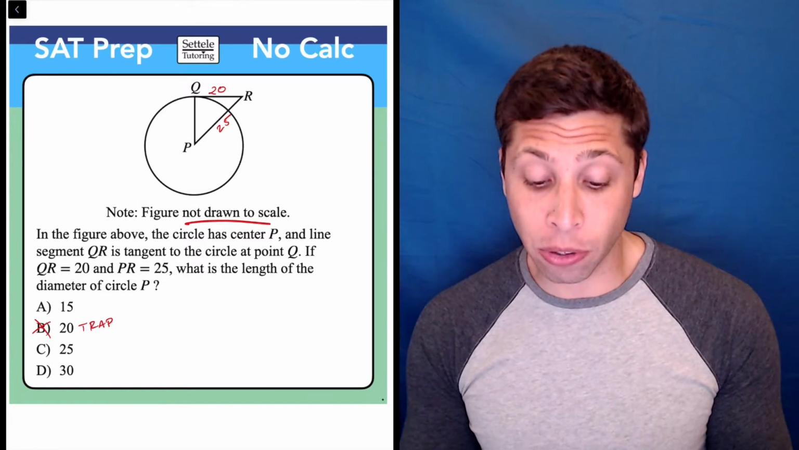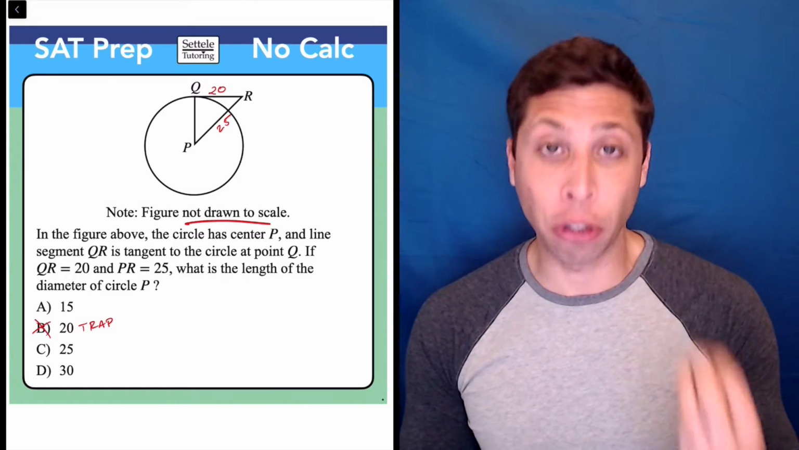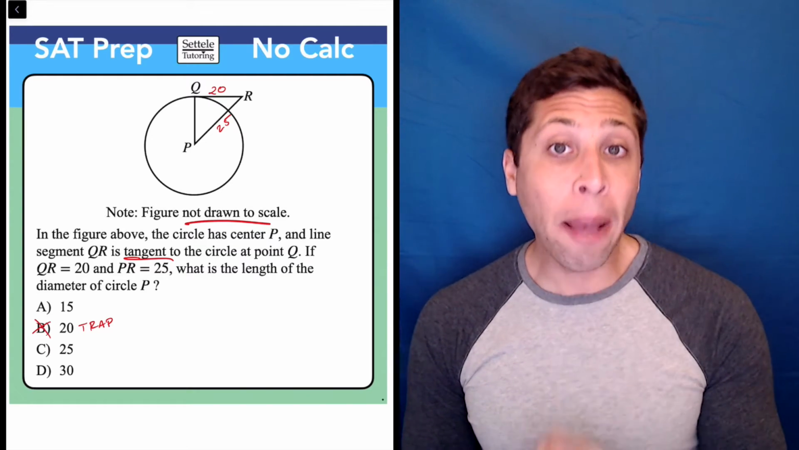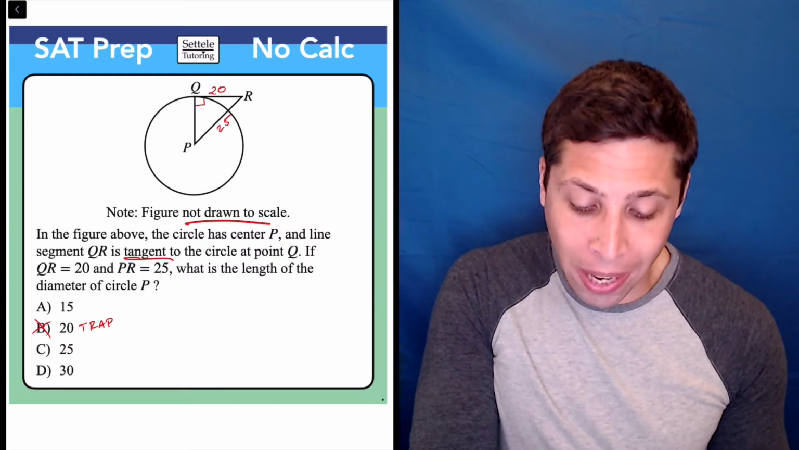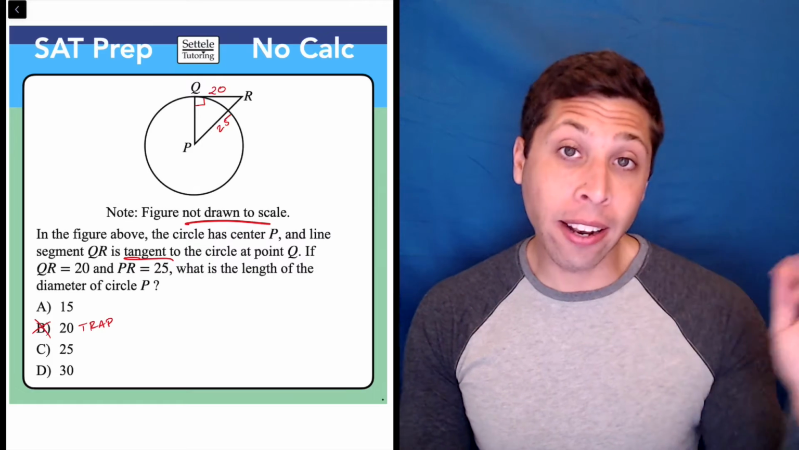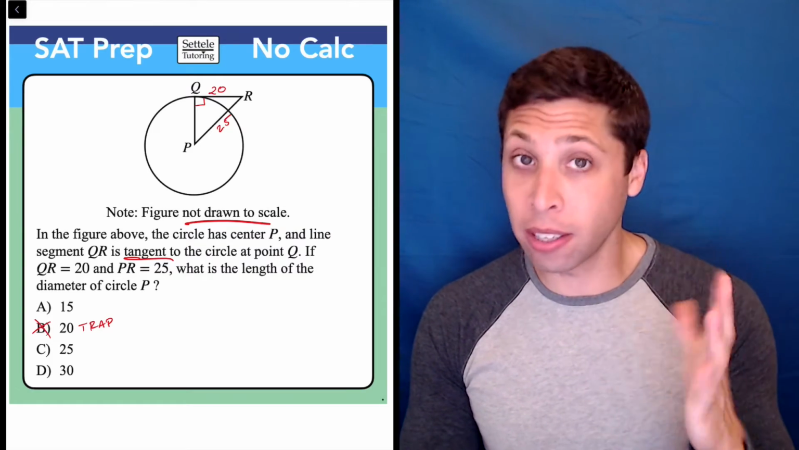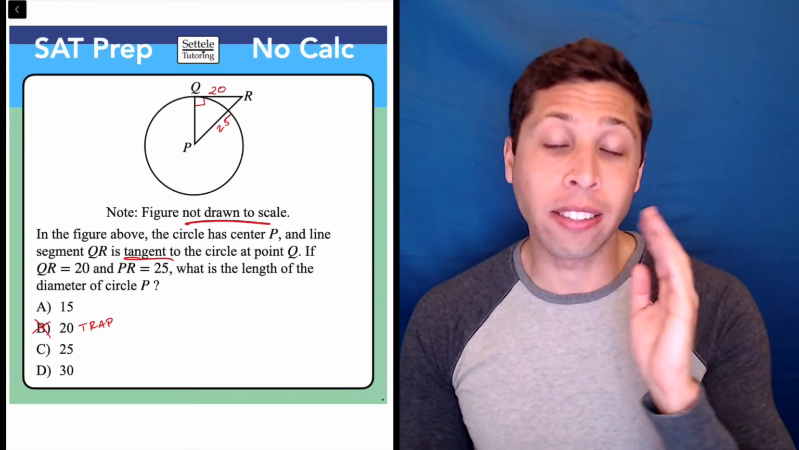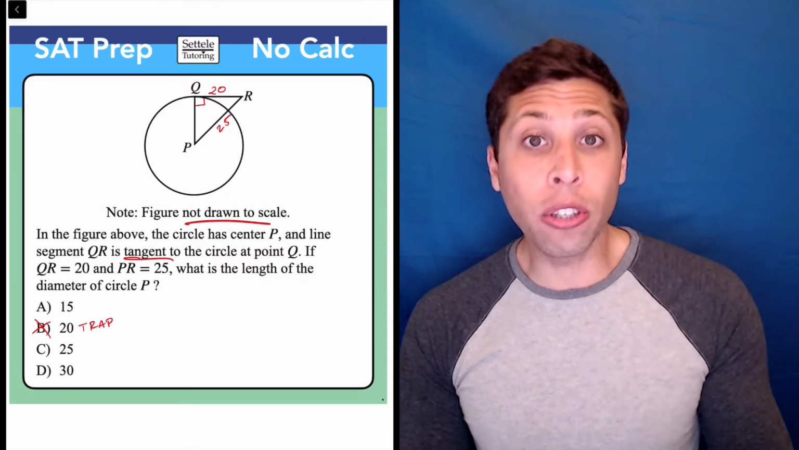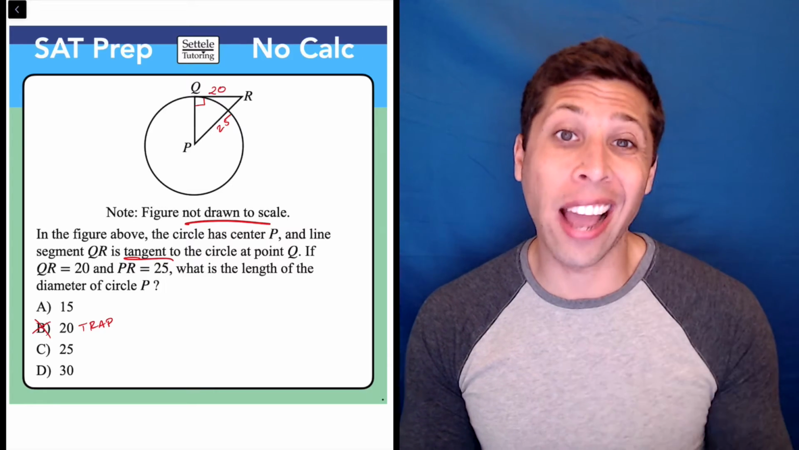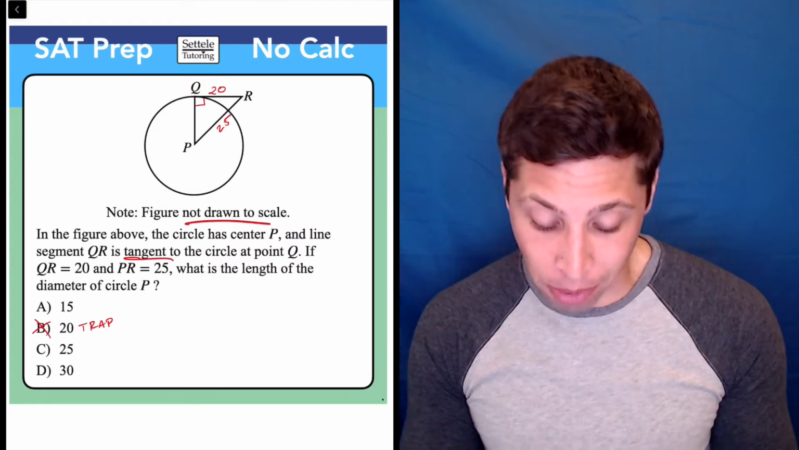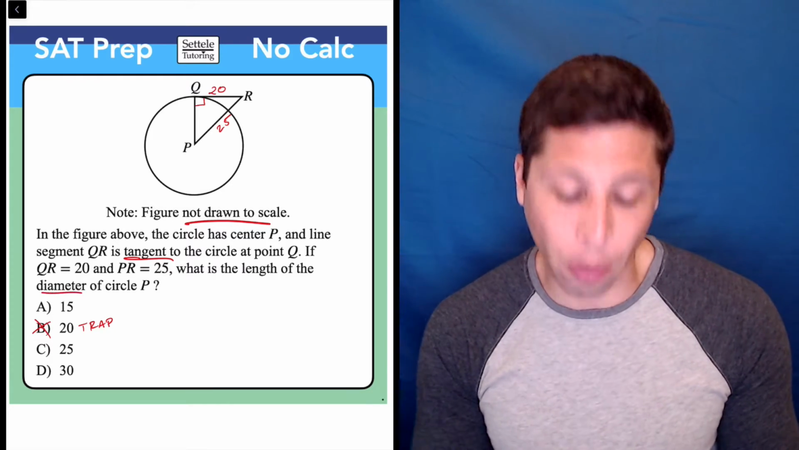So first and foremost, they do give us one more piece of information that we should put on our picture. They tell us that QR is tangent to the circle. What that means is that we're going to form a 90-degree angle between the radius, QP, and that tangent line QR. So that's a thing you need to memorize, that a tangent line to a circle is going to form a 90-degree angle with the radius. Once we do, now we know we have a right triangle, and now we can use Pythagorean theorem to solve for the missing side, which just happens to be the radius, which will be really good to have if we want to find the diameter.